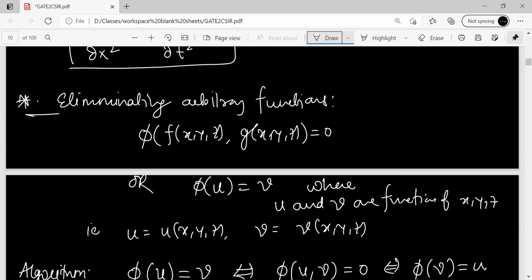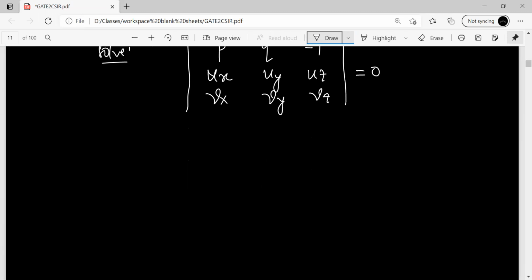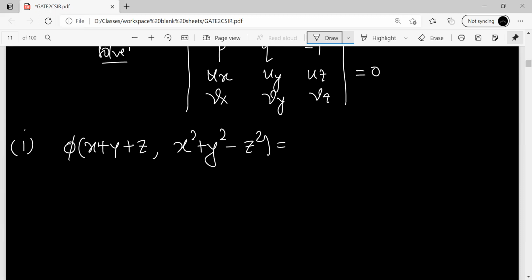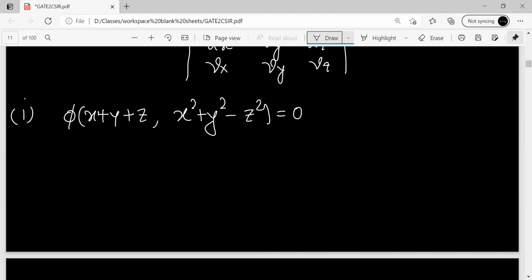Without doing anything. So for an example, you take this. Let's say you are given a function of x plus y plus z, comma x square plus y square plus y square minus z square equal to 0. Okay, I have to eliminate this arbitrary constant phi.